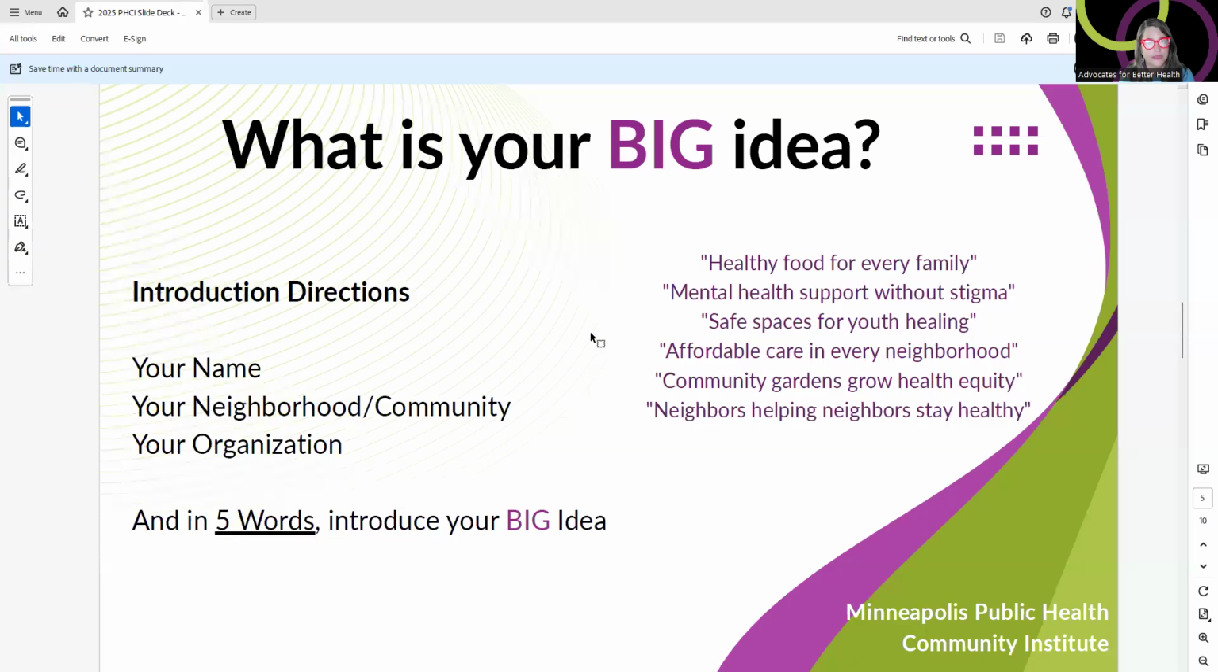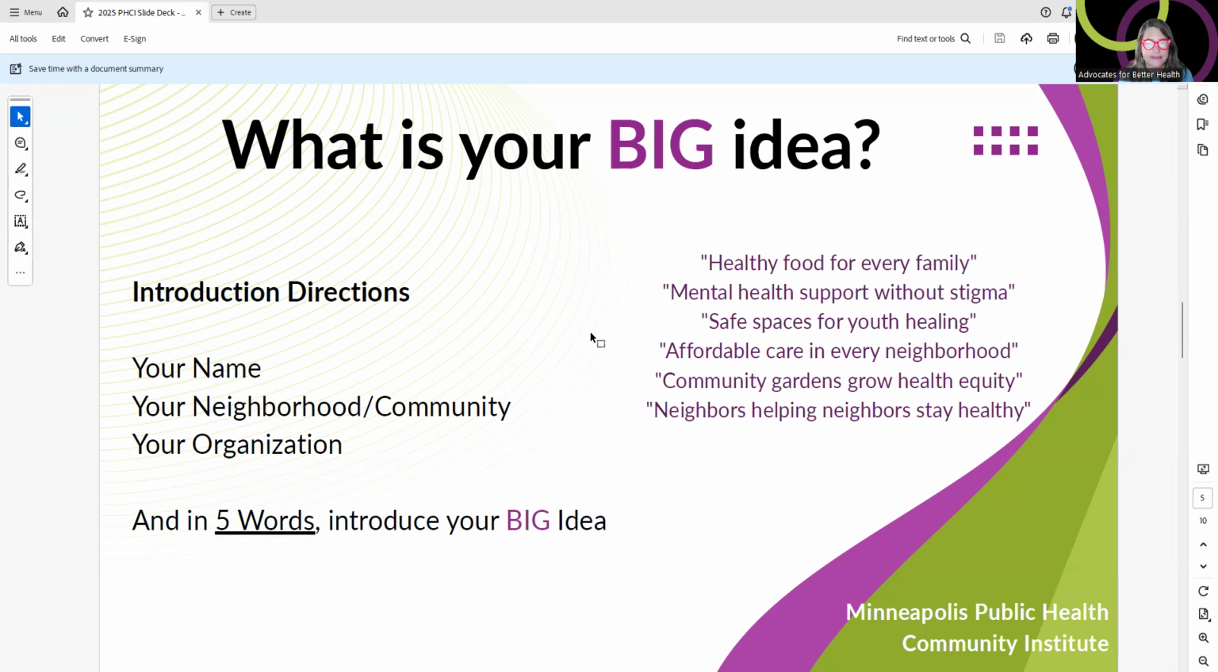So in person, we did this activity, but this is worthwhile to think about. We asked that each person introduce themselves, where they're coming from in Minneapolis, and then your organization. And then in 5 words, condense your big idea in a very concise, pithy kind of way. And I used ChatGPT to come up with these 5 words, like healthy food for every family, mental health supports without stigma, neighbors helping neighbors stay healthy.